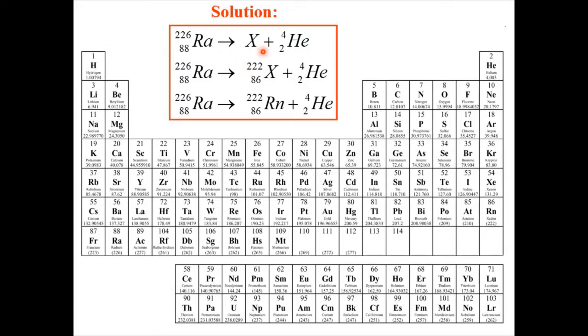Well, remember, the numbers have to add up. So if I have 88 here and 2 here, I must have 86 on the bottom. Likewise, if I have 226 over here and 4 here, I must have 222 here. So my product here, the X, is element number 86. So I look down here in the table, and here it is, number 86. And this is Rn, which stands for radon, which is a radioactive gas. So we have radon-222-86 plus our alpha particle here, our helium nucleus.